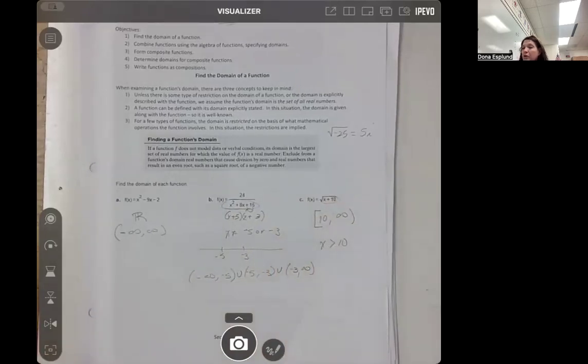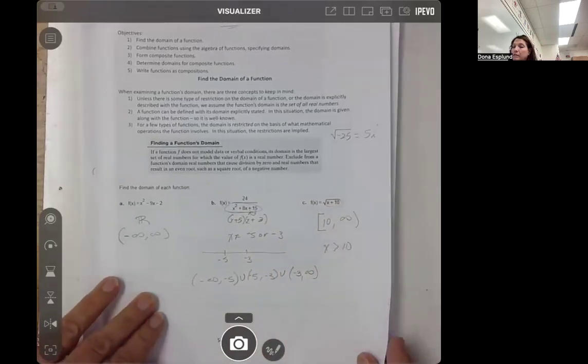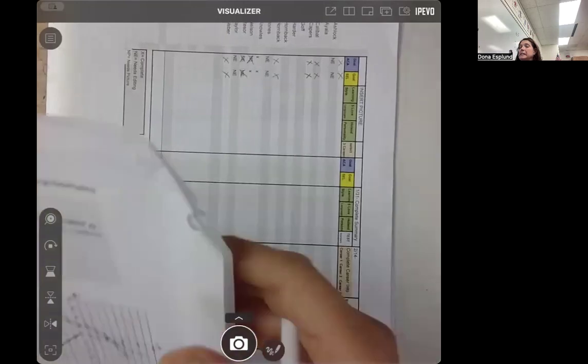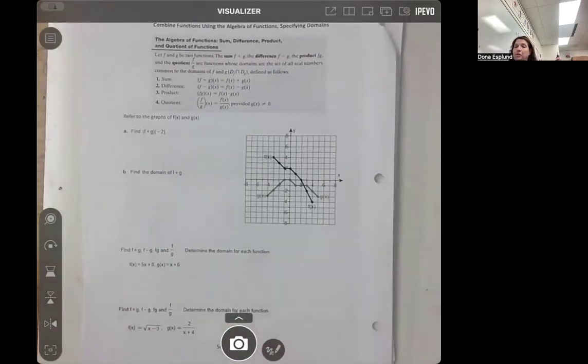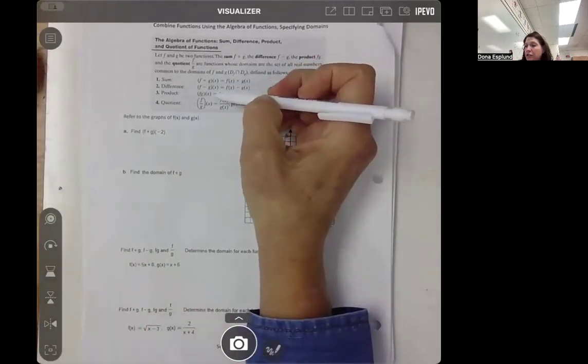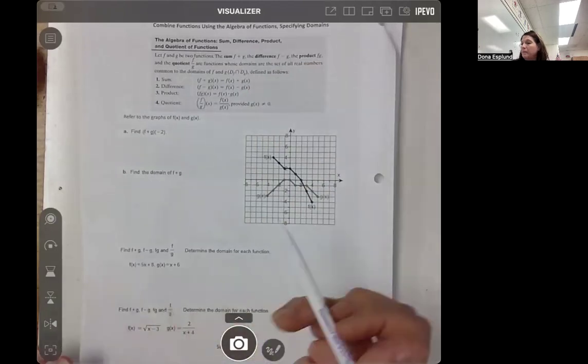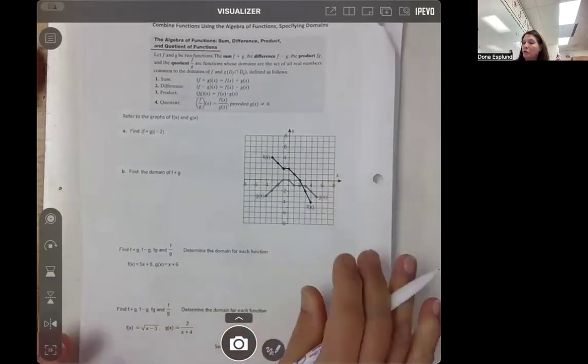So there's a couple of different ways you can represent your domain, but that's part of what we're working on today, combining those and looking at domain. Now, when we combine functions, when we add functions, subtract functions, or have the product or quotients, they also will result in a new function, and then we'll have to look at the domain of that new function. Now, because you can add numbers and subtract numbers, a lot of times this looks a little bit easier to me.